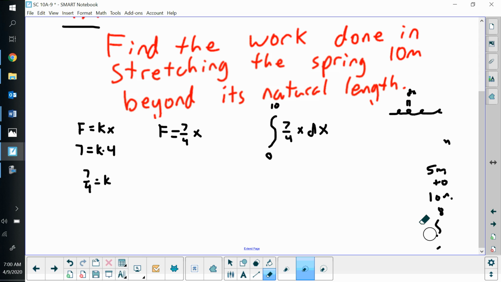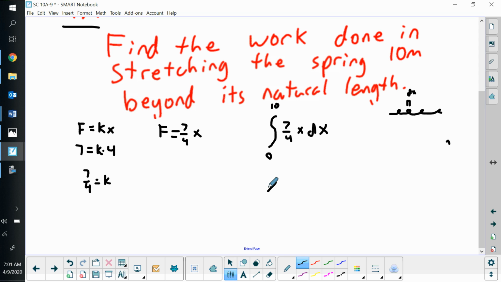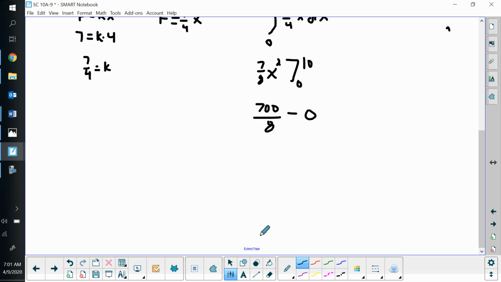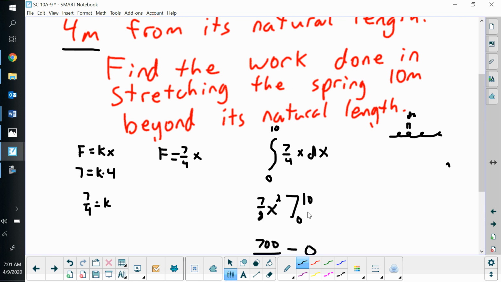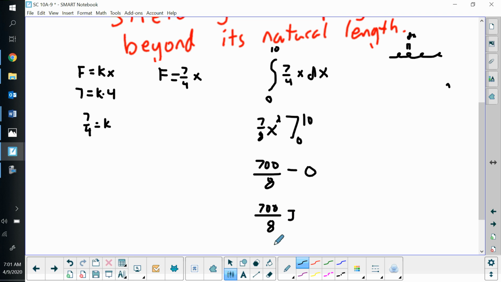Okay, so all we have to do is do the integral now. We'll have x squared multiplied out front by a half, so that's 7/8, going from 0 to 10. 10 squared is 100, times 7 is 700/8, minus 0. We can just leave that as 700/8 if we want. We're in metric because we had newtons and meters, so we would have joules for our unit of work.